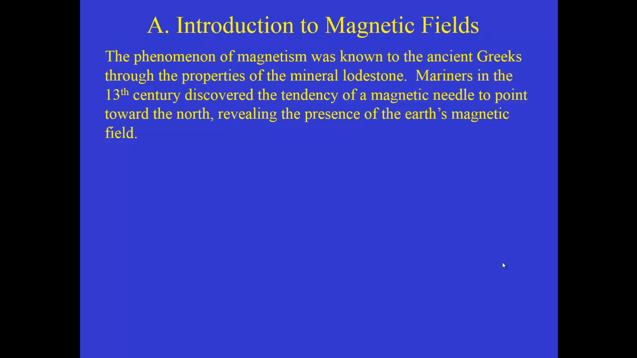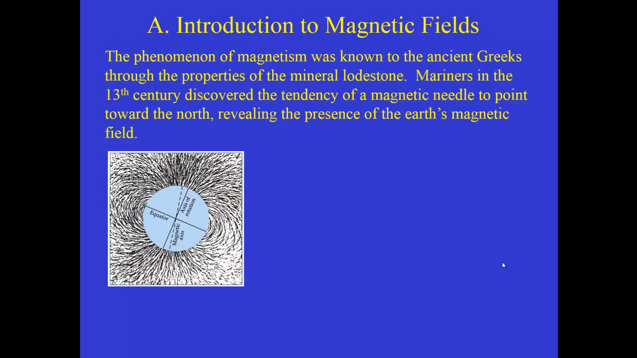But historically, magnetism was known to the ancient Greeks through the properties of certain minerals, and the one that had these properties was called lodestone. 13th century mariners discovered that you could make a needle out of this kind of substance, and if allowed to rotate, it would point toward the north. Such a compass needle points in the direction of the Earth's magnetic field.